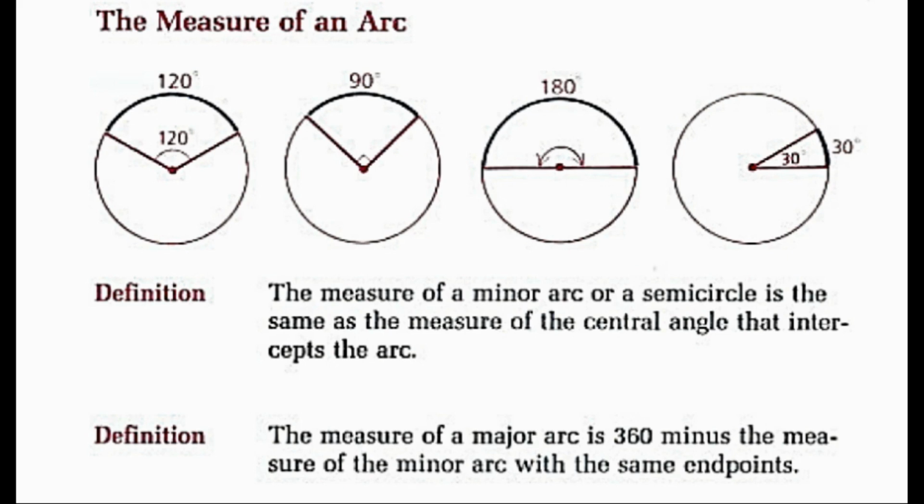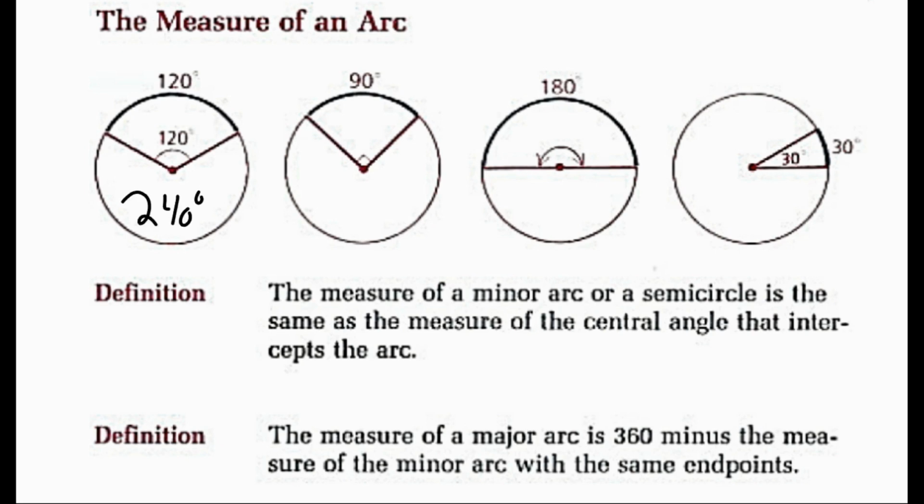So looking at my figures above, I can see that I have minor arcs the same measures as the central angles. If I wanted to calculate the major arcs, I would take 360 and subtract the measure of the minor arcs. Now, if I want to calculate the measure of the major arcs in my figures above, looking at my first figure, I'd say 360 minus 120 would give me a major arc of 240 degrees.